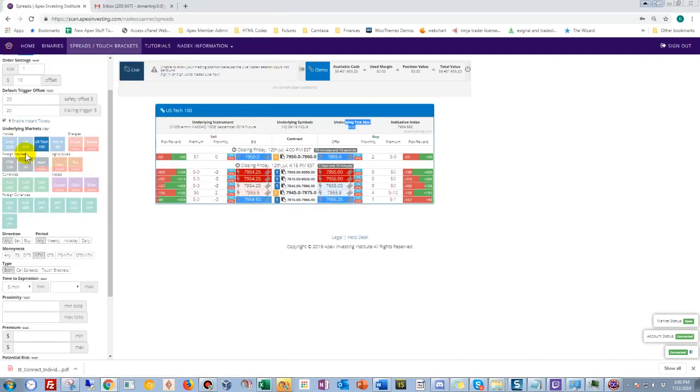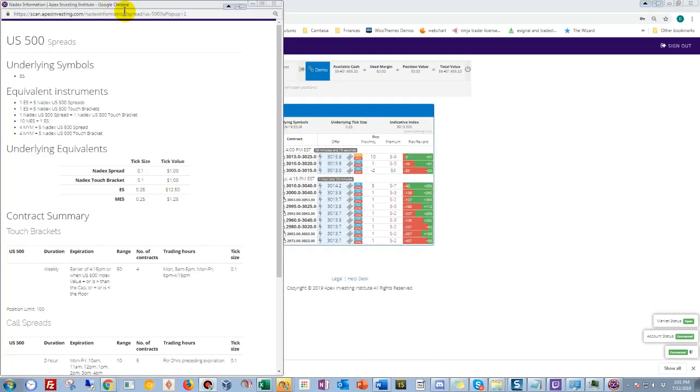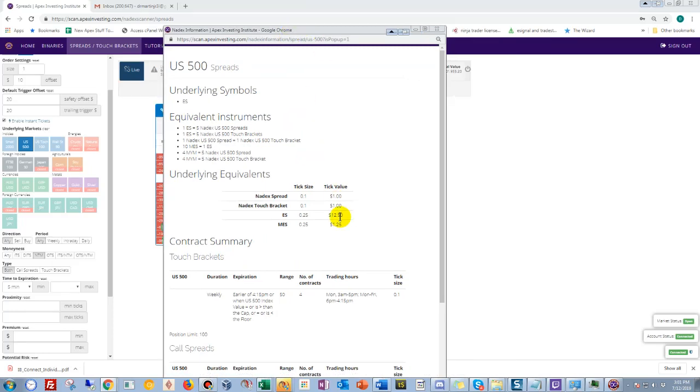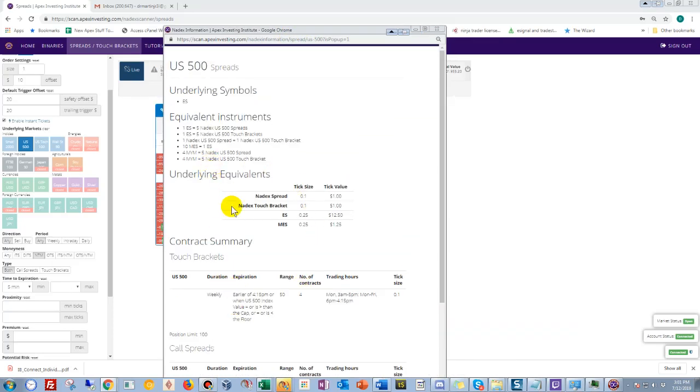We can go over here and look at US 500. But we can also go over here on, say, the S&P. Not only do we have, again, the expirations, the touch brackets, all that, we also have the equivalent tick size. Like a Nadex spread ticks in 0.1. A Nadex touch bracket also ticks in 0.1. ES ticks in a quarter. The micro E-minis tick in a quarter.